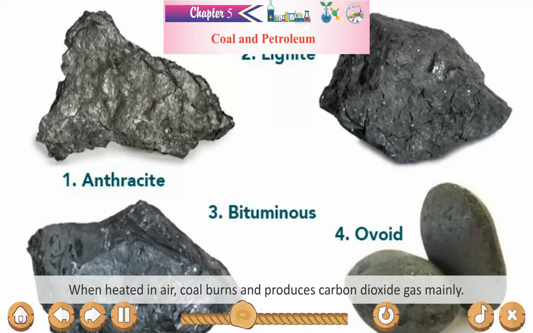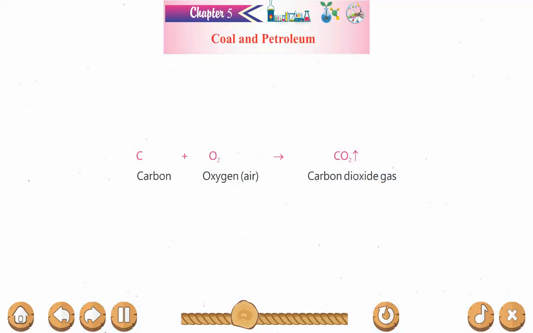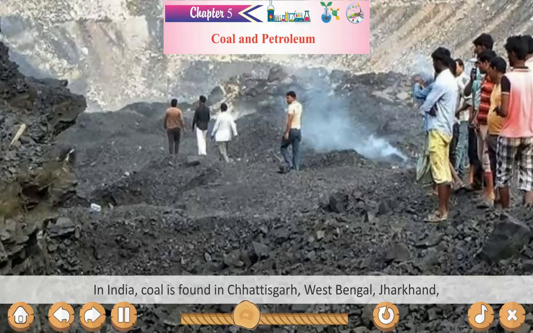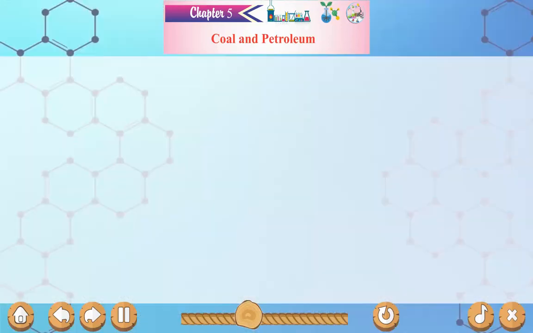When heated in air, coal burns and produces carbon dioxide gas mainly. C plus O2, oxygen, air gives CO2, carbon dioxide. In India, coal is found in Chhattisgarh, West Bengal, Jharkhand, Orissa, Madhya Pradesh and Tamil Nadu.